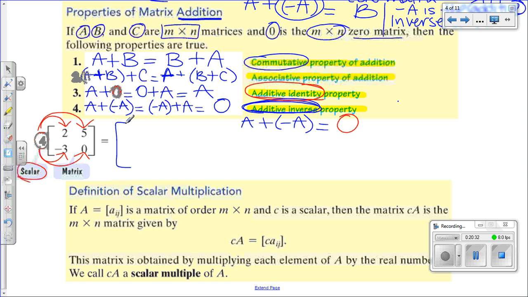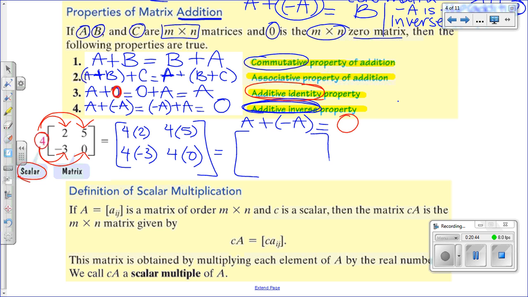I'm going to multiply 4 times 2, 4 times 5, 4 times negative 3, and 4 times 0. So in this case, the scalar multiplication of this matrix times 4 will be 8, 20, negative 12, and 0. So now let's look at the formal definition.